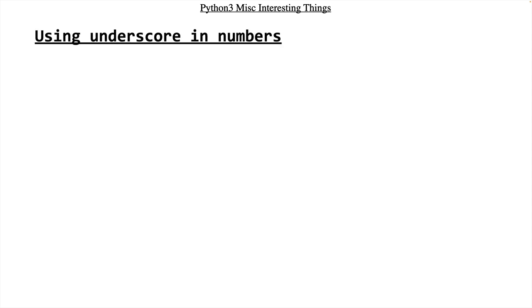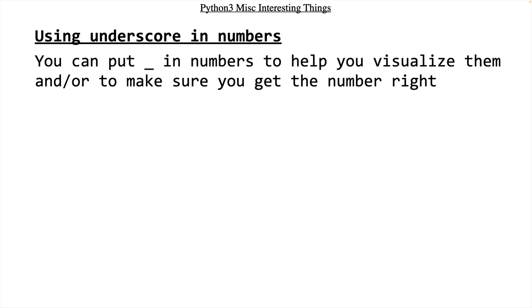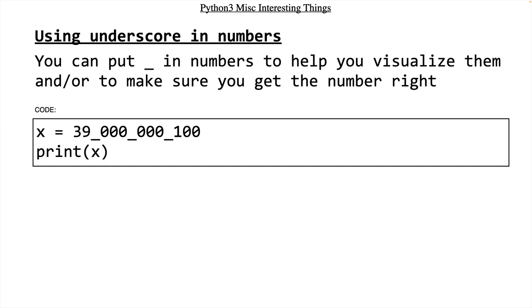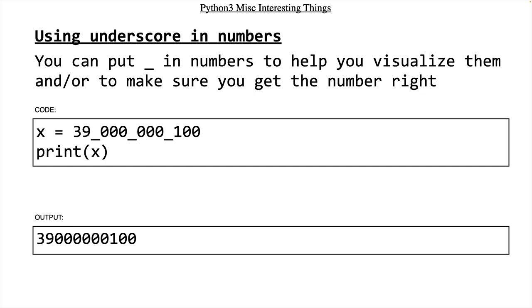Another cool thing is, a lot of times if you're typing in numbers that have lots of digits, lots of repeated digits, or are just long in general, you can put an underscore in numbers and it is basically ignored. So if I had a really big number, 39 billion plus a little, I could write my code like this. I'm using underscores where I would normally have commas if I was writing 39 billion and 100. And when I print this out, you will see that indeed that underscore was ignored and does not appear in my output. So that can help you make sure you don't have typos.